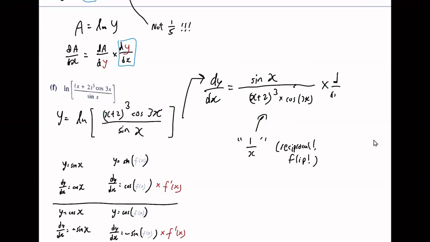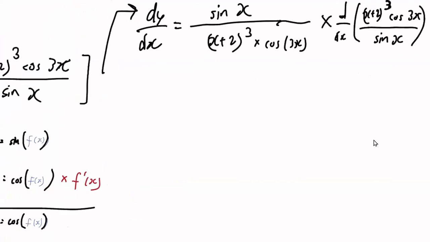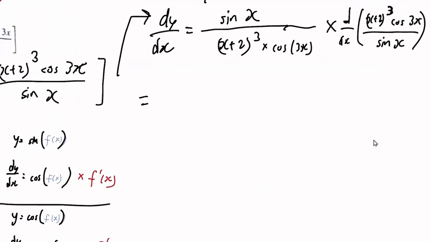D by dx of, okay, I'm beginning to regret doing this. Oh no, so much work. Need to use quotient rule. Wow, how? I'll just say 1 over x, flip. This one, okay, never mind. I have an iPad. I can copy and paste.